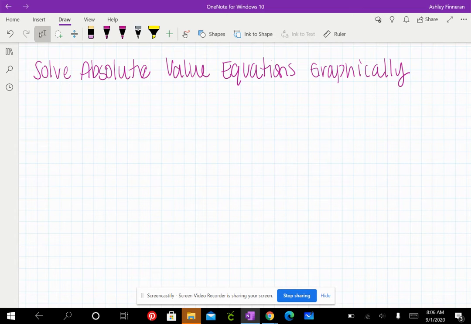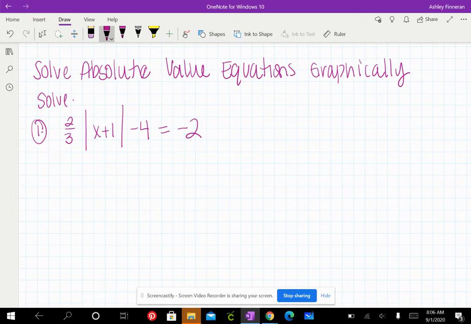move into next week. So I'm not going to give you steps. I'm just going to show you how to do it. So for each of these, the directions are just to solve. So number one, the equation is 2/3 the absolute value of x plus 1, minus 4, is equal to -2.